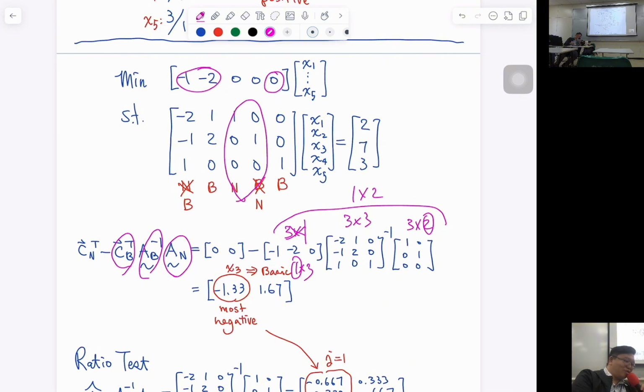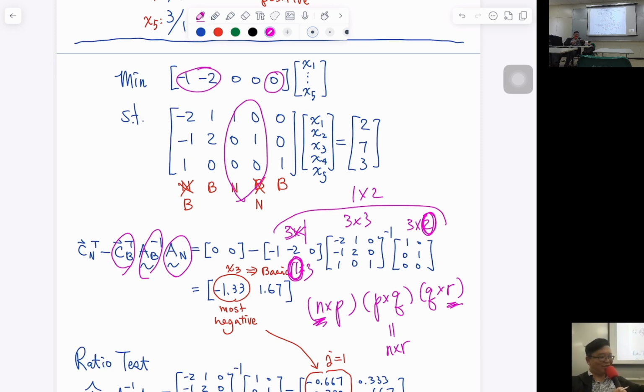If you have n by p times p by q times q by r, at the end it's going to be n by r. I was expecting a 1 by 3 matrix, so I think we can substitute. No, it's going to be 1 by 2. When you do it manually, then you realize I need to get rid of these.